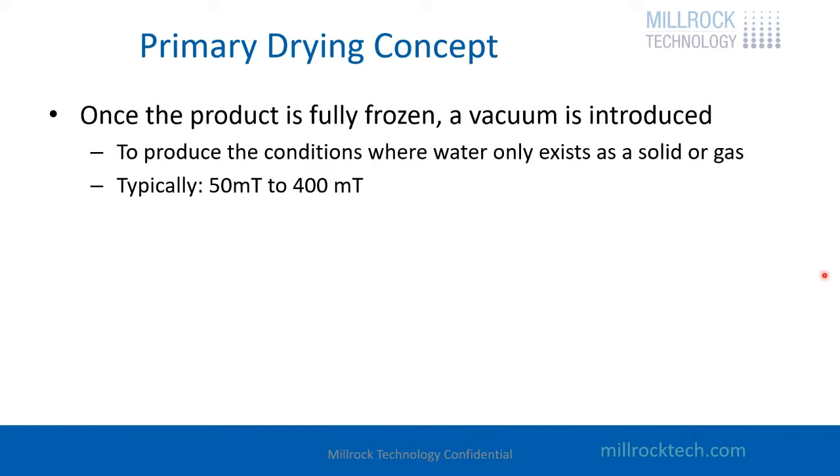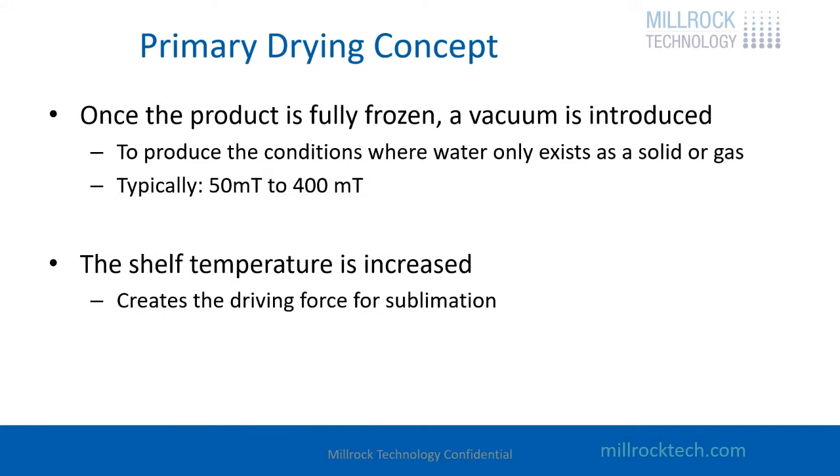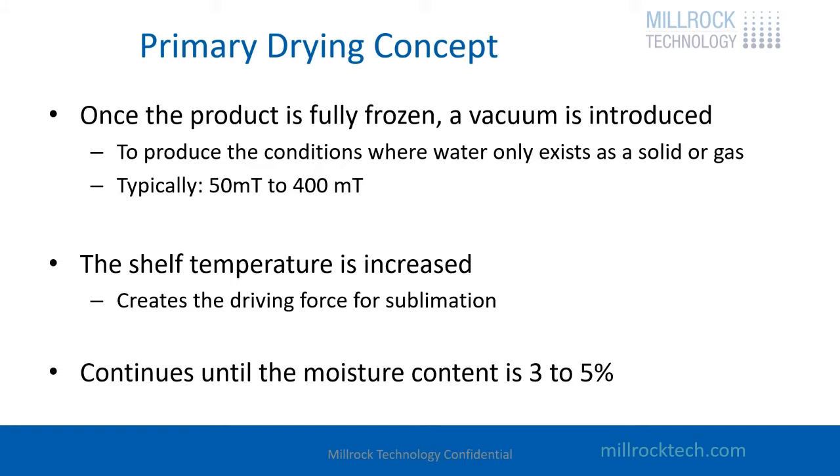Primary drying. The concept of primary drying is to reduce the vacuum in the system to a point where the water can no longer exist as a liquid. It can only exist as a solid or a gas. Typically, for freeze drying, we reduce the pressure to 50 to 400 millitorr approximately for the primary drying cycle. At that point, the shelf temperature is increased, and that's going to create the driving force for sublimation. So the shelf temperature is always going to be above the product temperature. This is going to continue until the moisture content is in the 3 to 5% range.